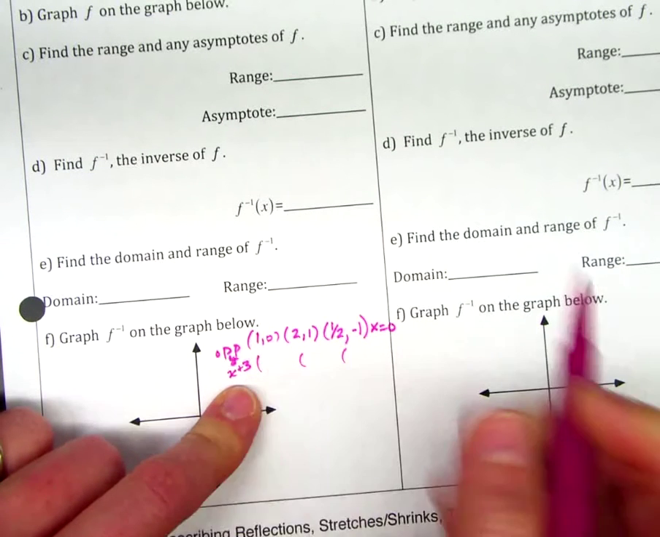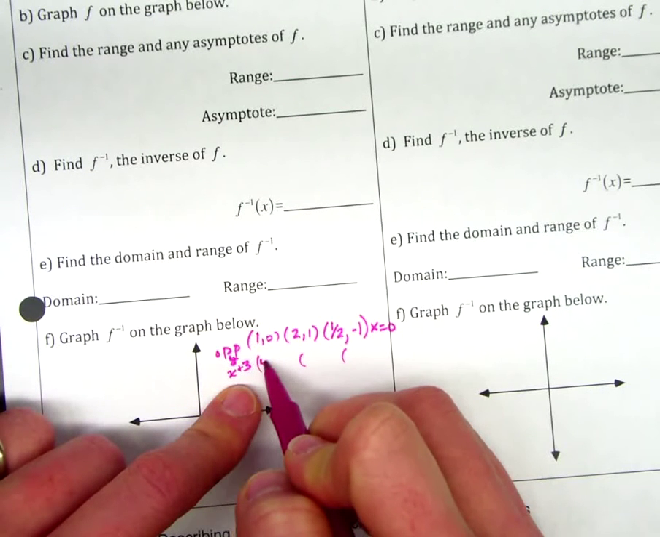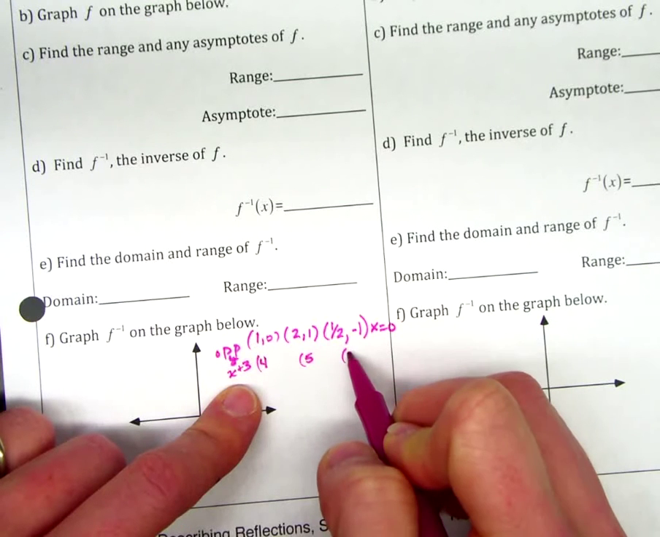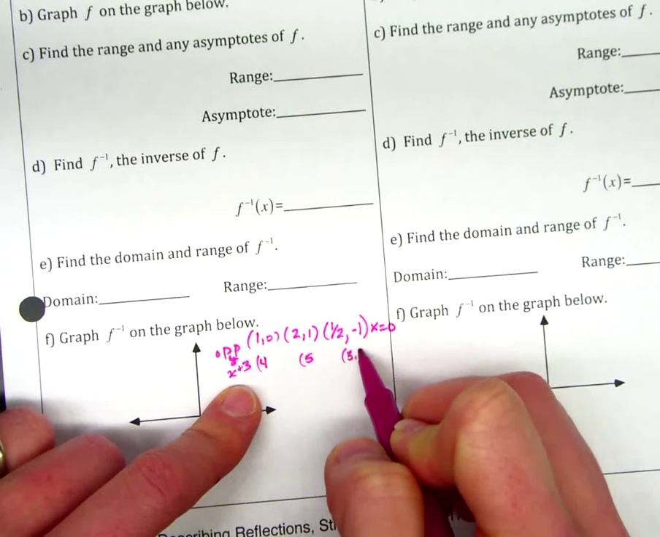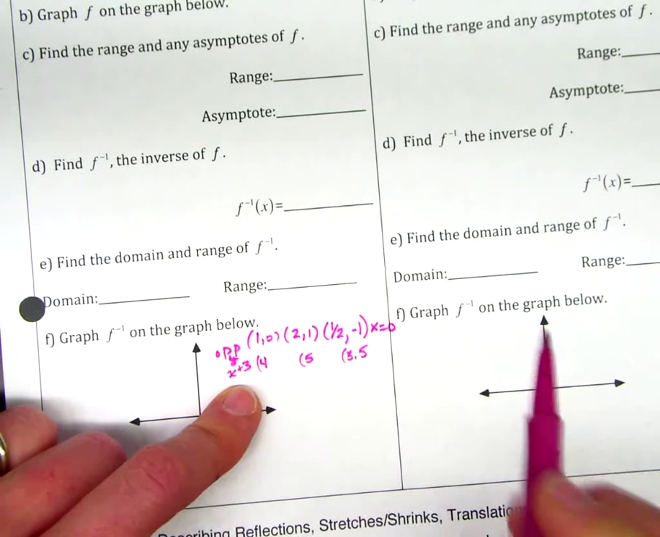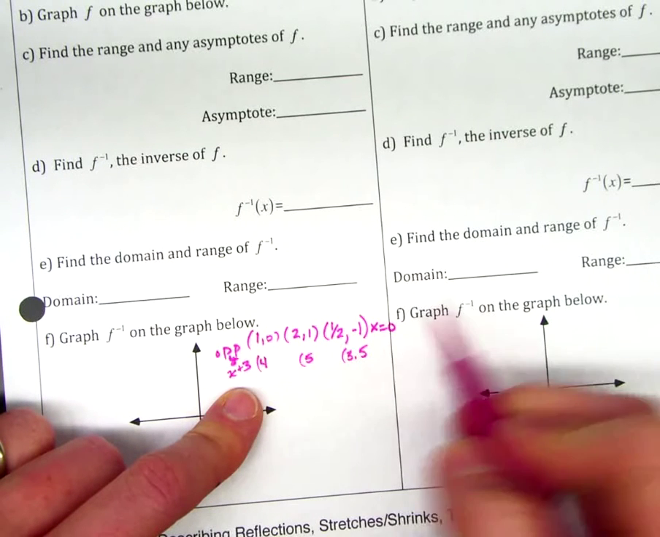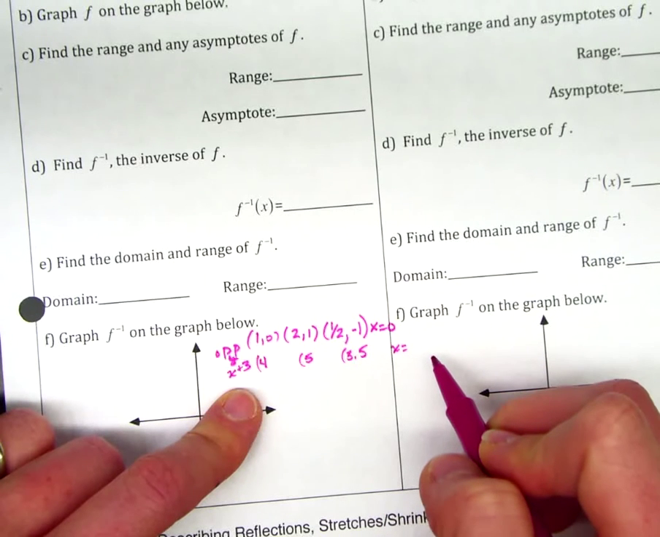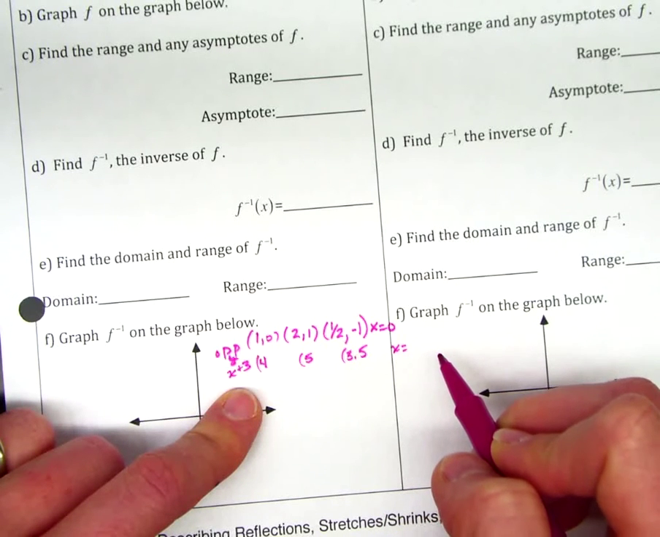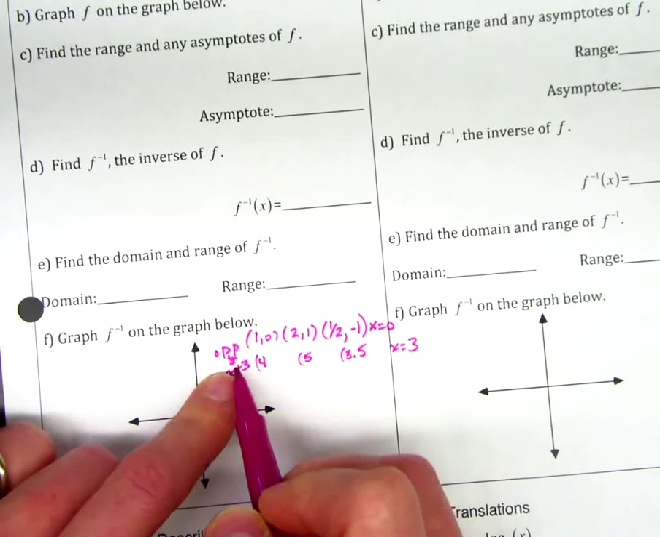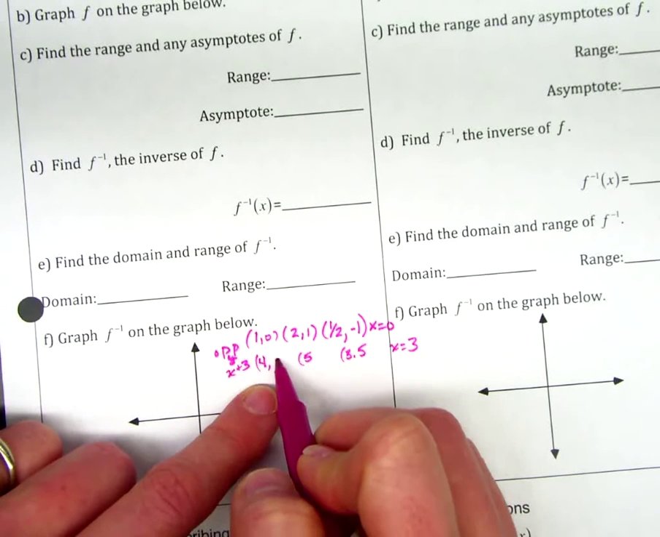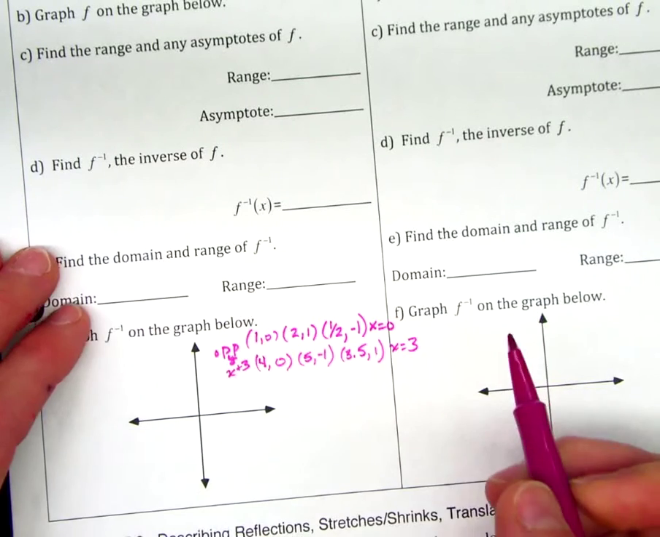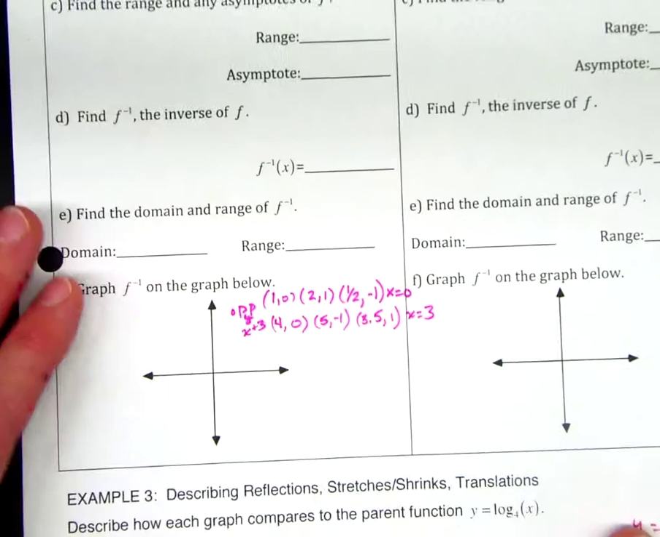What's 1 plus 3? 2 plus 3? 1/2 plus 3? 3.5. And then 0 plus 3. 3. All right, and now we need to do the opposite y's. So we have 0, negative 1, and positive 1. All right, and now we have everything we need to graph.